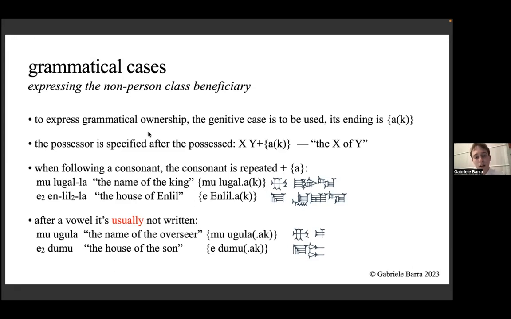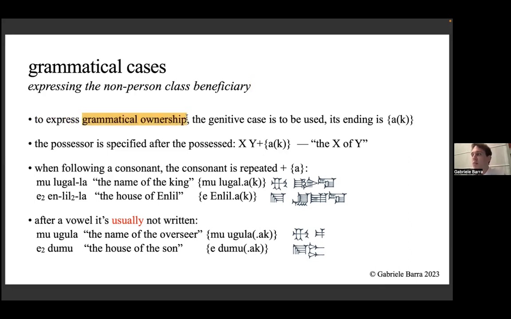So, never mind. Okay, that was quite a fail. Never mind. We're going to talk about the genitive first. So, not how to say for someone, but of someone. So, how to express grammatical ownership.